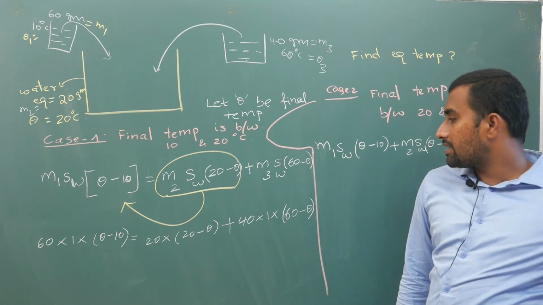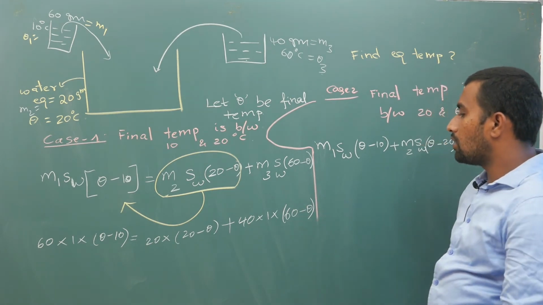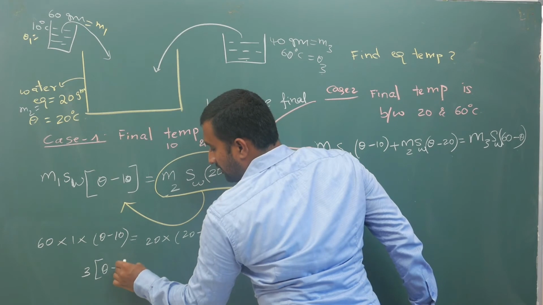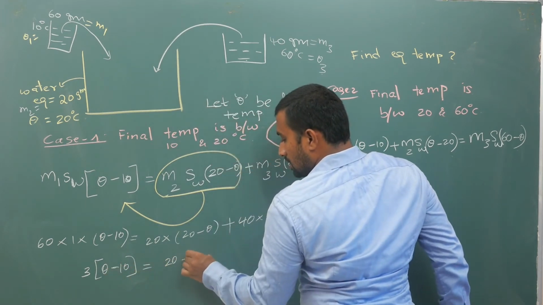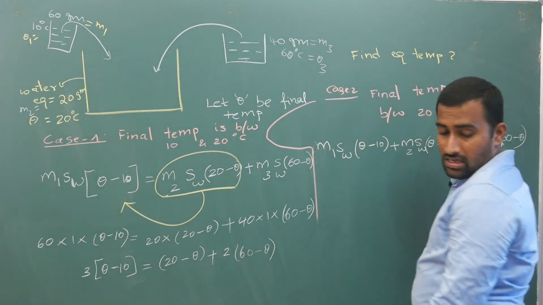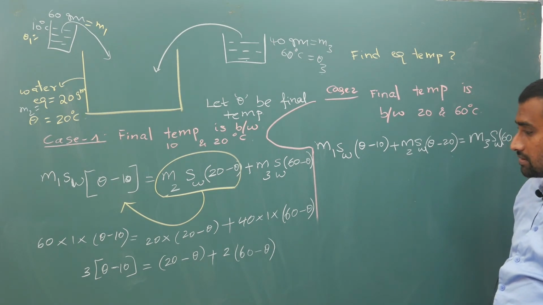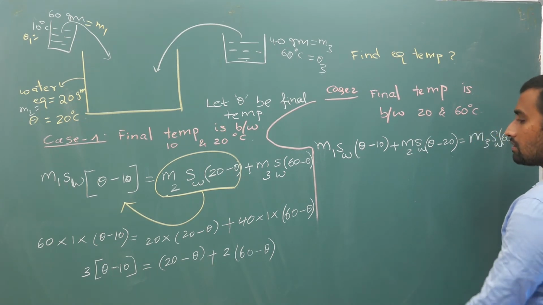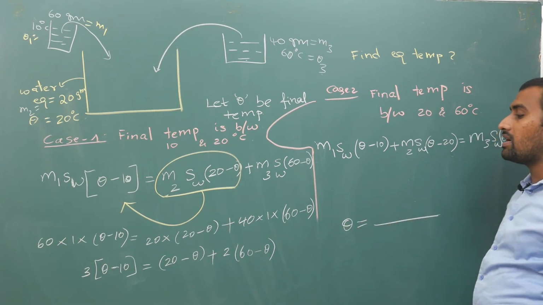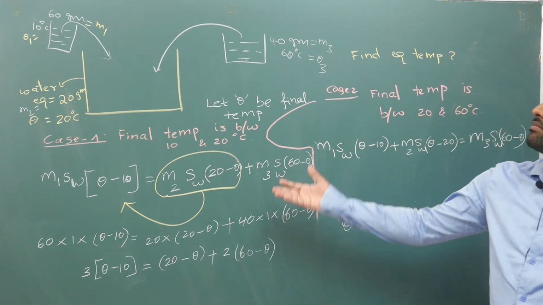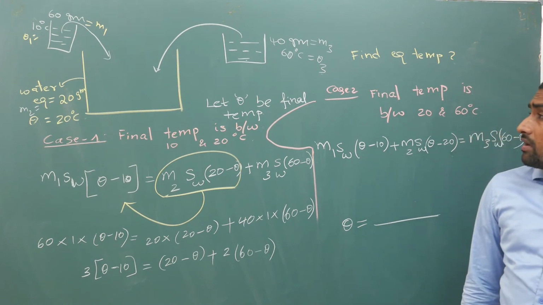So now all these terms you can take out. If you take 20 common, this will become 3 times theta minus 10. If you take 20 common out in both the expressions, that will give you 20 minus theta plus 2 times 60 minus theta. If you take 20 common out of the equation, now solve the equation, you will get the value of theta. So if you simplify, whatever you get is your final answer. So this is your basic idea. Next we will continue further.